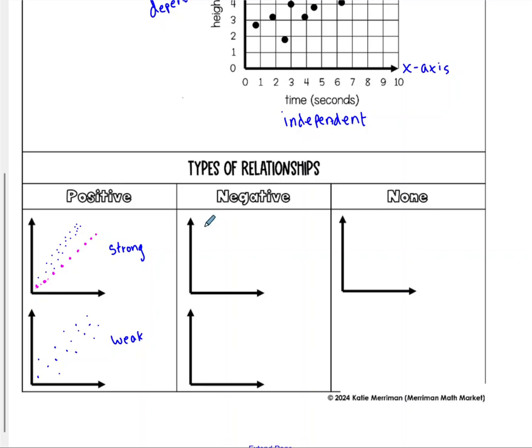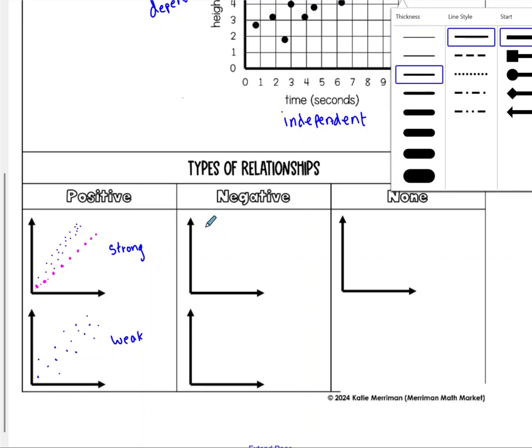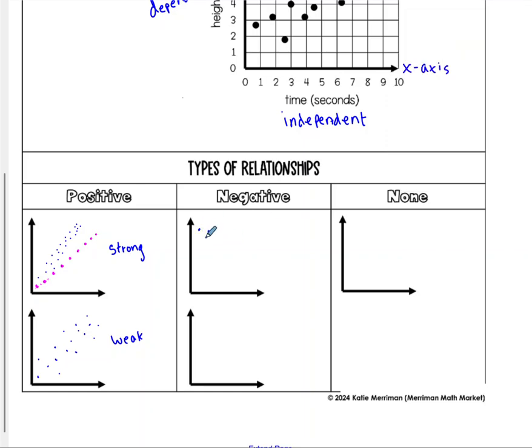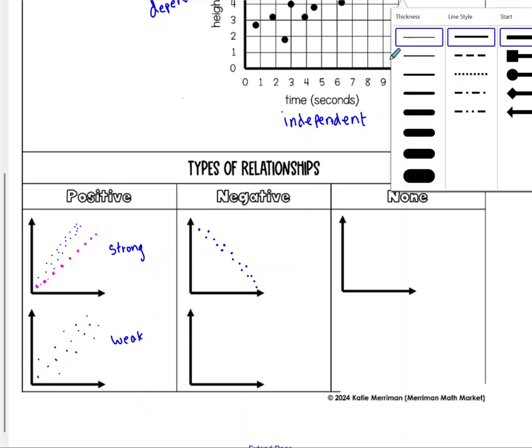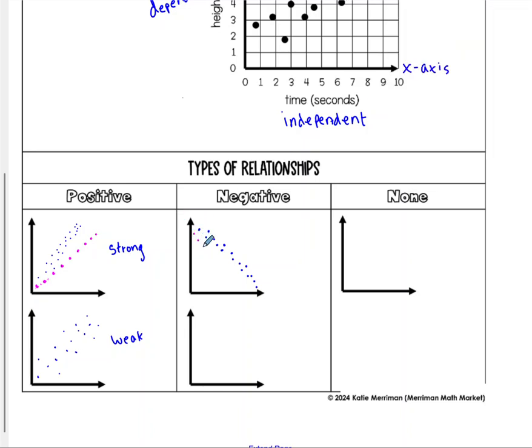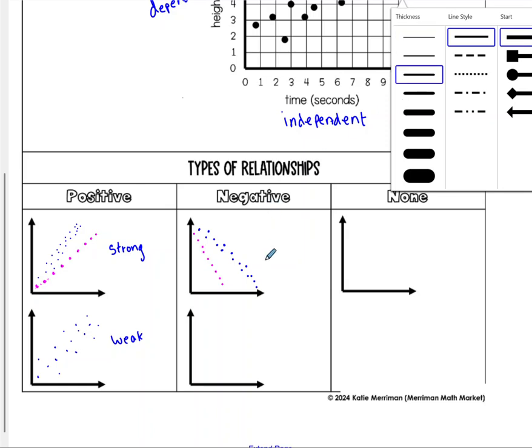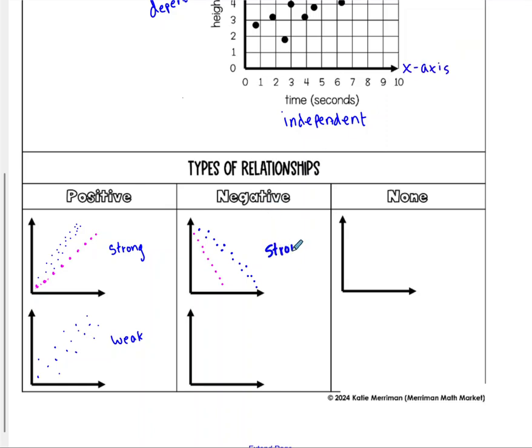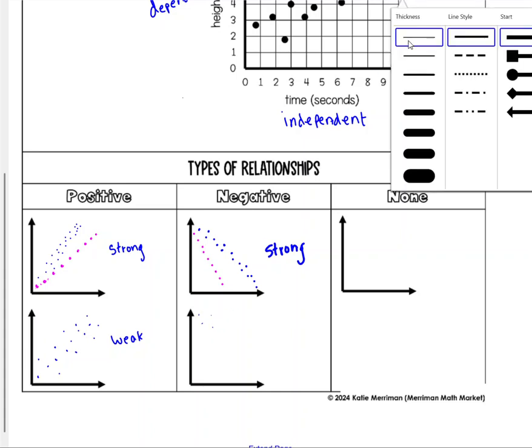Likewise, you could have a negative strong relationship. So, for example, if you have something like this, they're trending down like this. We call this a negative. And again, you could have data that goes straight down like this in the pink. This is definitely also a strong negative.